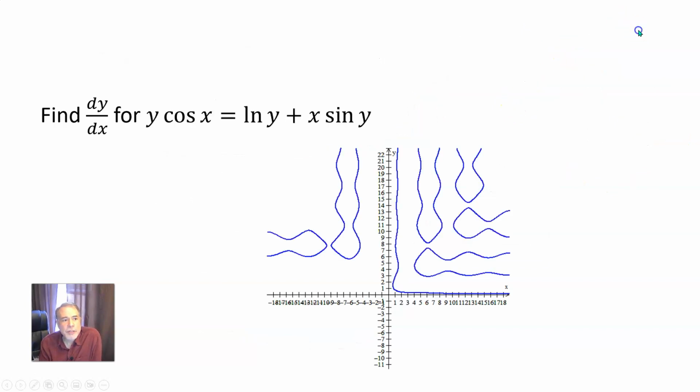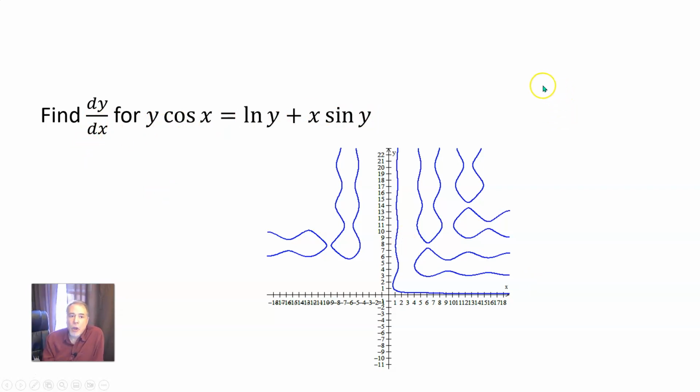Let's try one more example. Let's find dy dx for the equation y cosine x equals ln y plus x sine y. Now, I don't know where this equation might come up in any application or real-world context. I just kind of made it up for this example, but it does have an interesting looking graph to it. And it mixes a few things together here.